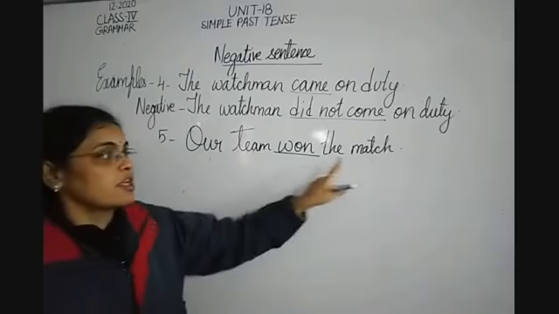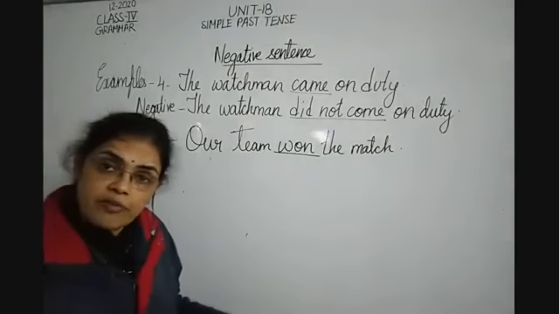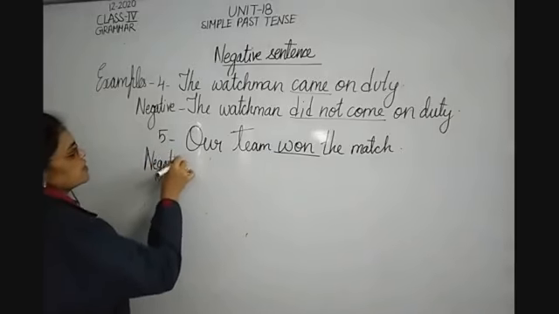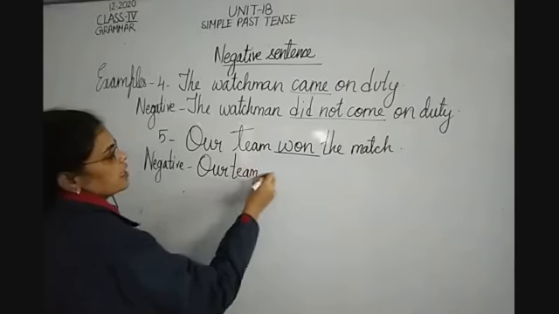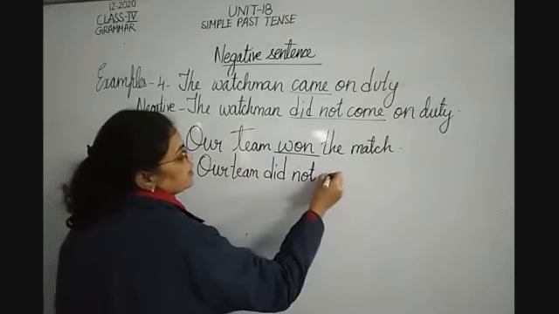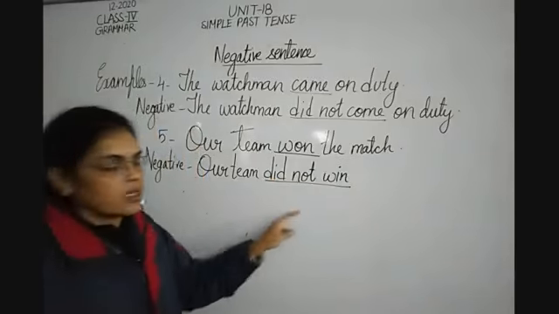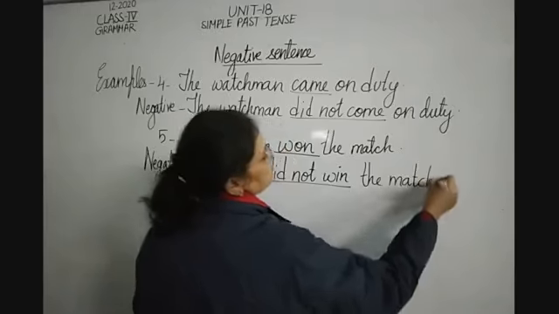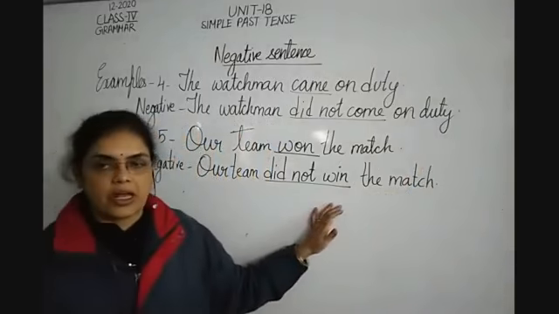So our team won the match. Verb क्या है? Won. सब्जेक्ट क्या है? Our team. और हमारा फॉर्मूला क्या है? How do we make the negative sentence, children? First the subject. सब्जेक्ट क्या है हमारा? Our team. Then we need to add did not. The root form of won is win. So underline. Our team did not win. Then the remaining sentence as it is, the match, and your negative sentence is ready. So our team did not win the match. Clear?